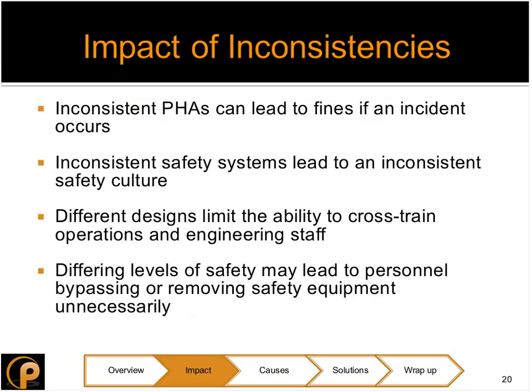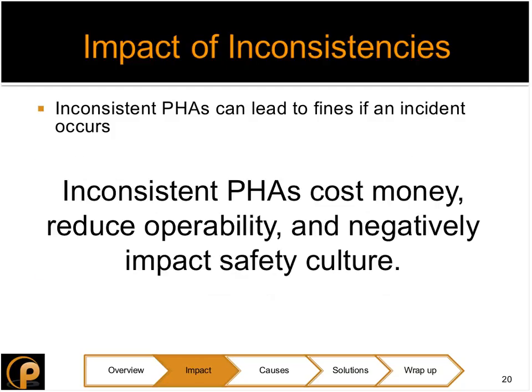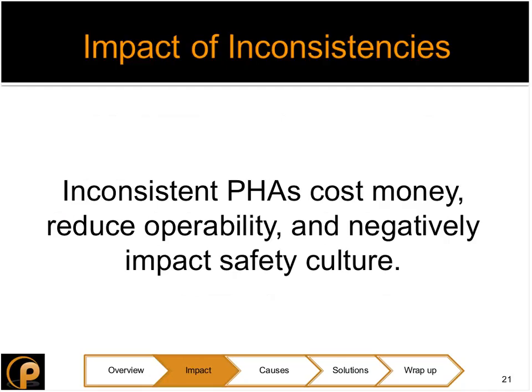Ultimately, what I think is perhaps the bigger risk here is if you have different levels of safety, you might see people within your organization looking elsewhere and seeing that they have more or less than somewhere else and changing, bypassing, or removing safety equipment based on what they find, which can be a very big problem, especially if OSHA shows up. So ultimately, to summarize all of this, inconsistent PHAs are going to cost you money, they're going to reduce operability, and they're going to negatively impact safety culture, all things you don't want.